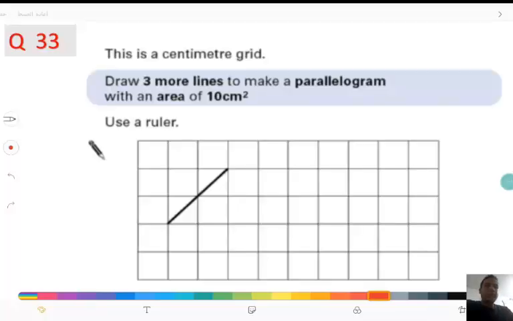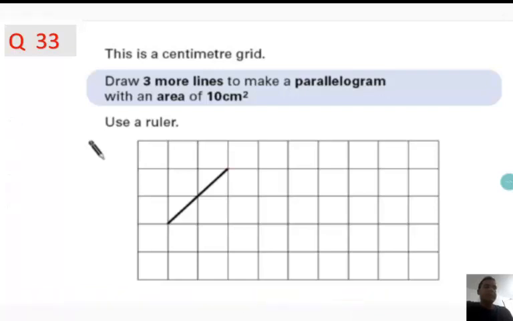This is a centimeter grid. Draw 3 more lines to make a parallelogram with an area of 10 centimeters squared. Okay, let's draw the outside parallelogram here.